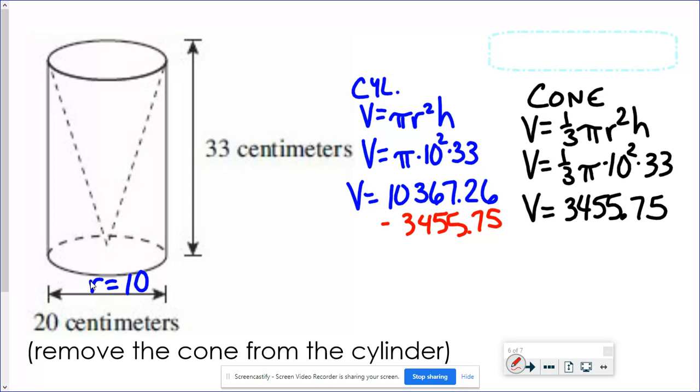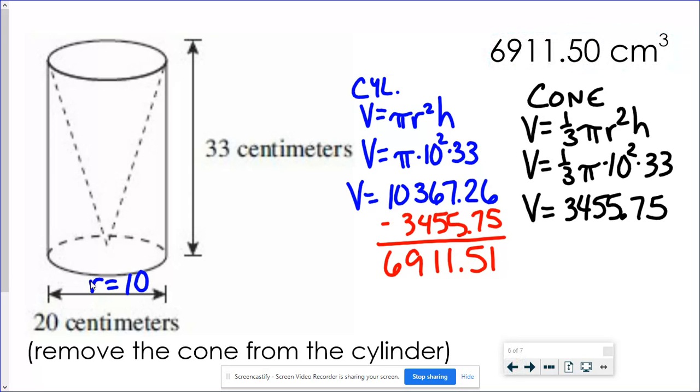So 10,367.26 minus 3455.75 gives me, and this is going to be in cubic centimeters. I've got 0.51 based on how I did my rounding. If you're off by 1/100th, I'm not too concerned about that.